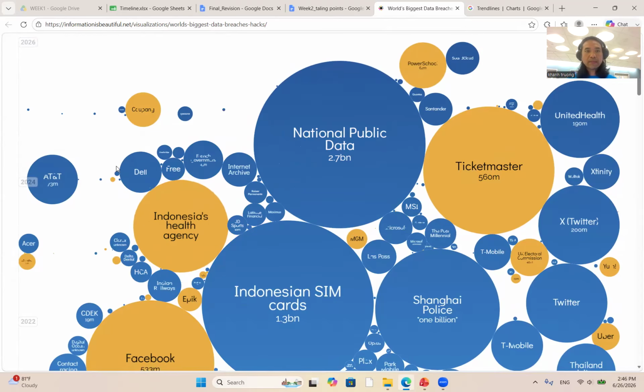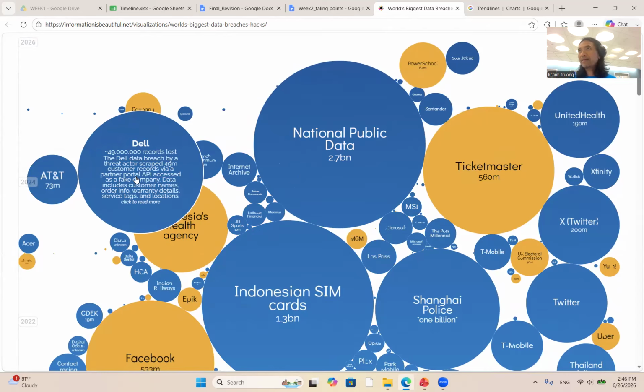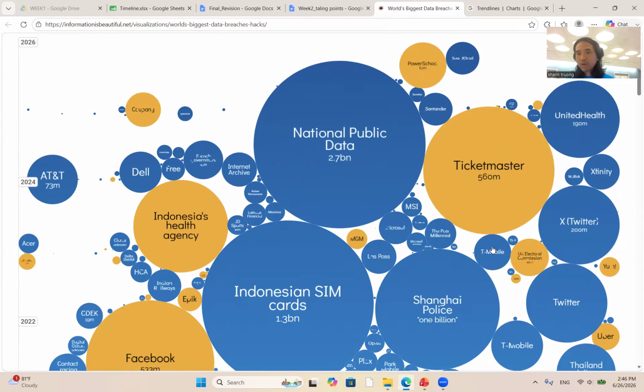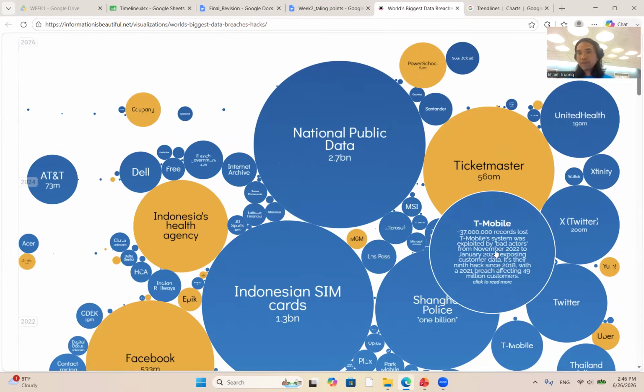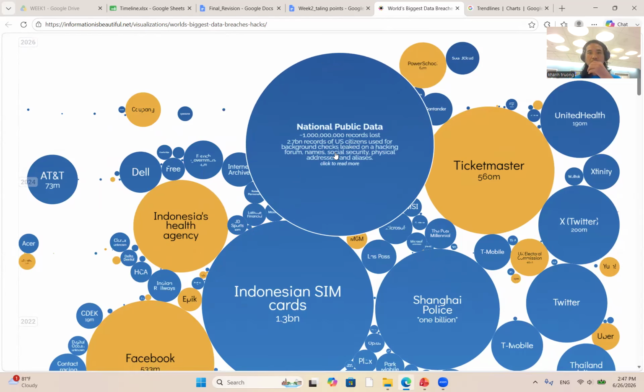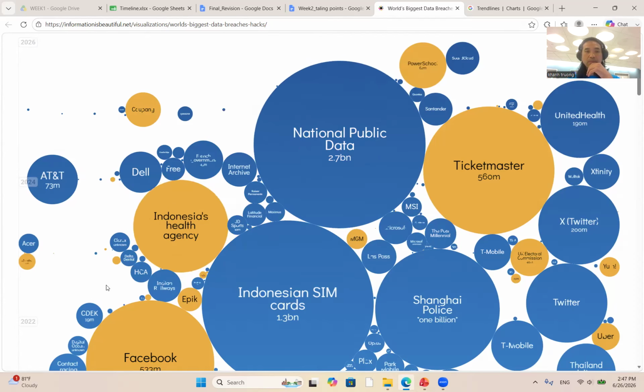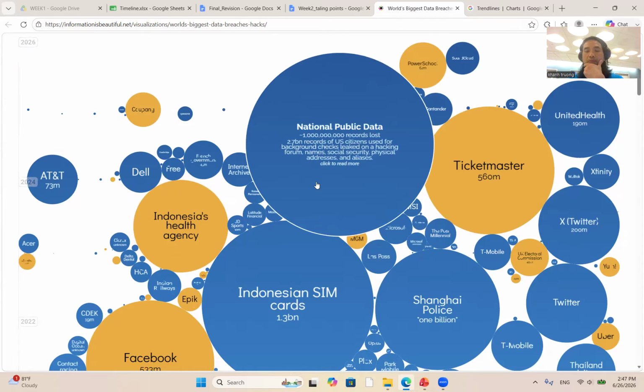Let's say that this is all the data breaches, which means that data is being stolen, okay. Take a look at T-Mobile: we're talking about like 37 million records lost because there was a data breach. Somebody hacked into the system. The National Public Data. Which one is this one? Oh, take a look at the biggest circle, the biggest bubble. It's National Public Data. Read more information about that. This is not 1 million, right? This is 1 trillion records lost. 2.7 billion records of U.S.